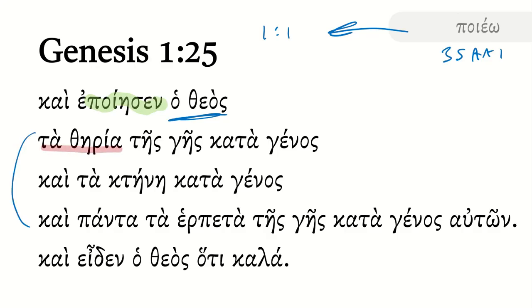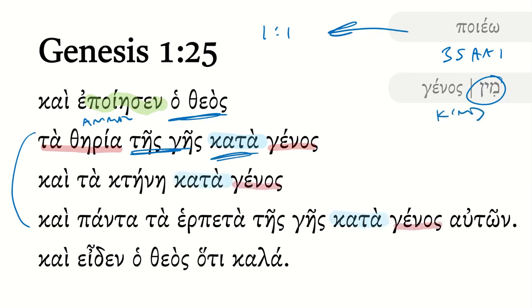We begin with ta theria, which we've seen previously. This is like a wild animal of some sort, and the wild animals of the earth. And then we have kata plus genos there, according to its kind. And the Hebrew here is min or mean. It means the same thing. This is according to their type or their kind with that kata there.